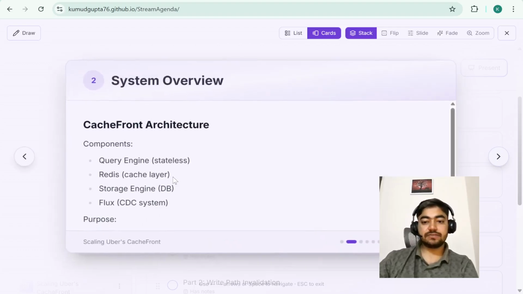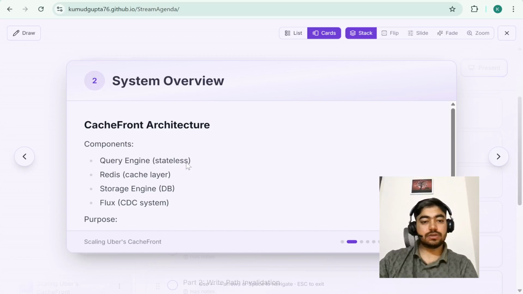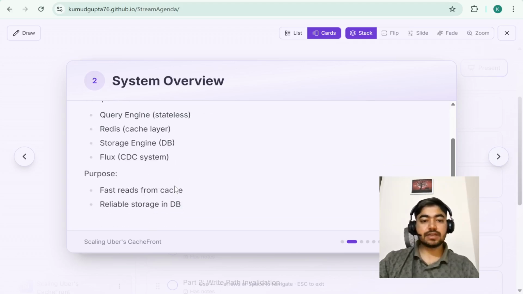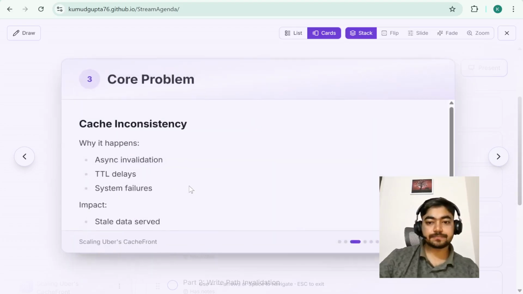So, let's start with the architecture first. Uber uses a system called CacheFront on top of Docstore. Docstore is a database built on top of MySQL, and there are mainly four components. First is the query engine, which is stateless. Second is Redis, which is the cache layer. Third is the storage engine, which is the database, and the fourth is Flux, the change data capture (CDC) system. So the idea is simple: serve reads from cache for speed and rely on the database for correctness.